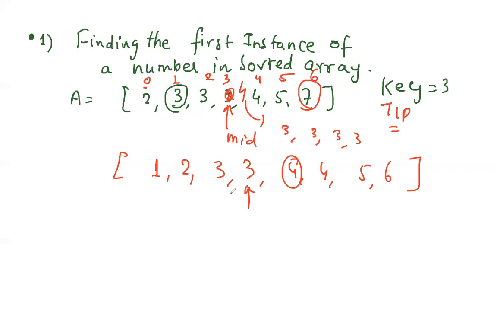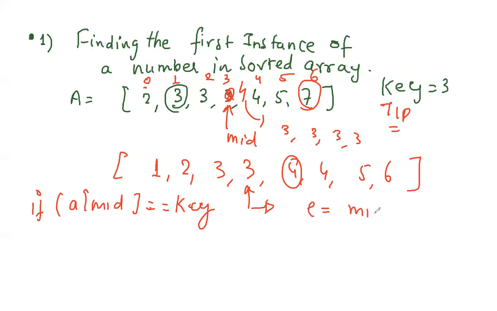So there are 3 cases. Let's write them down one by one. If a[mid] is equal to the key, that means this a[mid] can be the first instance, or something before mid will be the first instance. So your end becomes equal to mid, because mid cannot be discarded. Mid is still a candidate for the first instance. That's what I meant.